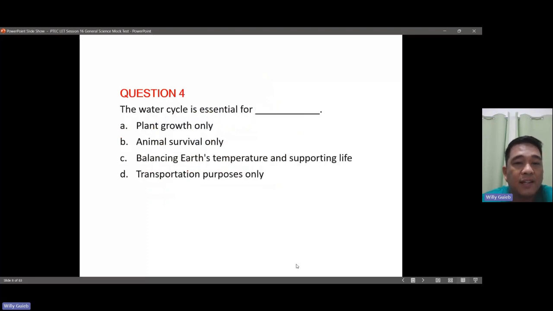Question 4, the water cycle is essential for blank. A. Plant growth only, B. Animal survival only, C. Balancing Earth's temperature and supporting life, or D. Transportation purposes only. Obviously, the water cycle is essential for balancing the Earth's temperature and supporting life. Water occupies the most area on the Earth's surface, so it is but natural that it is the one that absorbs most of the energy that comes from the sun that balances the Earth's temperature.